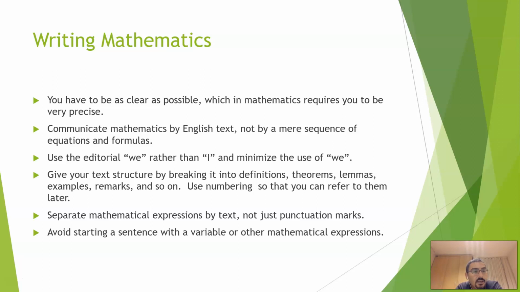Third suggestion is to use the editorial we rather than I, and minimize the use of we. Okay, so for example, instead of saying in this lemma I prove, you should write in this lemma we prove. So you should use the editorial we, and try to use it as little as possible. All right, if you keep repeating we, after some time it becomes not nice.